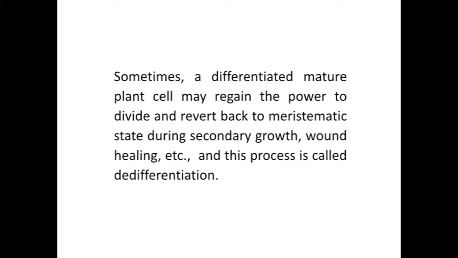Sometimes a differentiated mature plant cell may regain the power to divide and revert back to meristematic state during secondary growth, wound healing, etc. And this process is called dedifferentiation. A dedifferentiated cell may again divide and produce new cells which further lose the power of division and undergo change to form part of permanent tissues, for example in tumor cells, and the process is called redifferentiation.